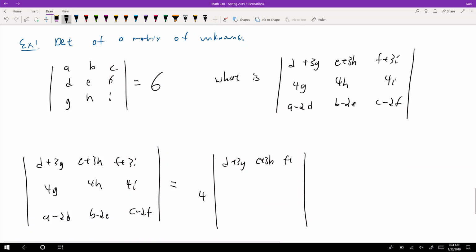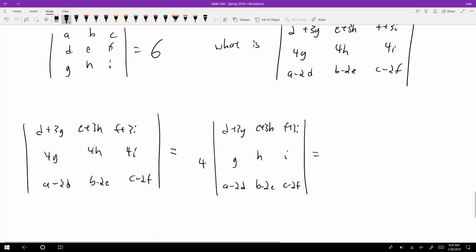Everything else, first row stays the same. You've got G, H, I in the middle row, A minus 2D, B minus 2E, C minus 2F. Okay, so I took the 4 out of the middle row. And what's the next step? Well, any ideas?